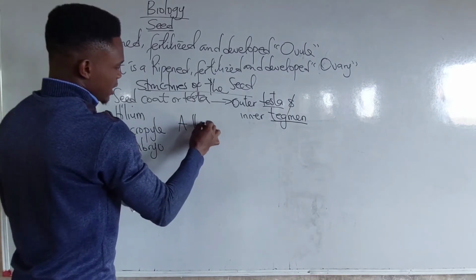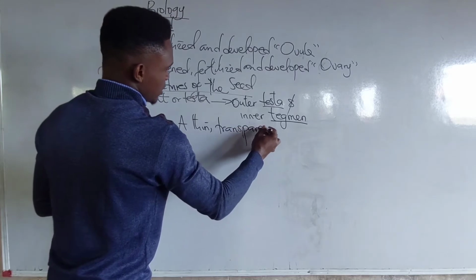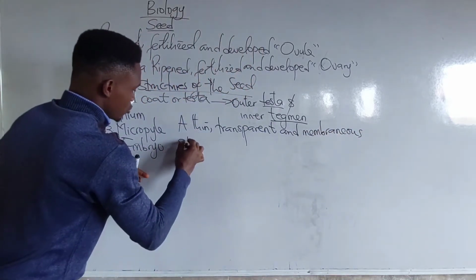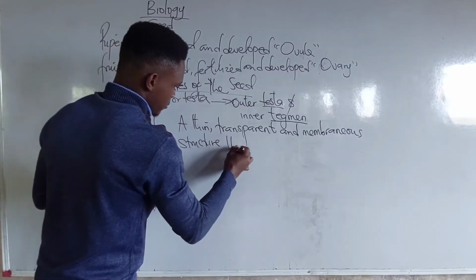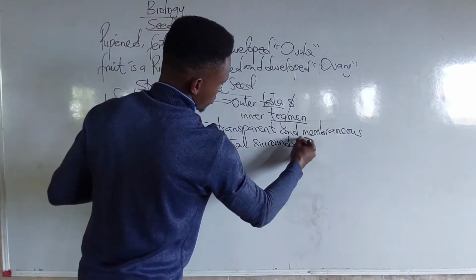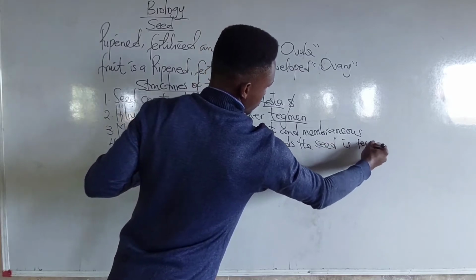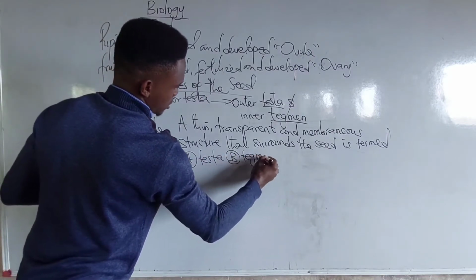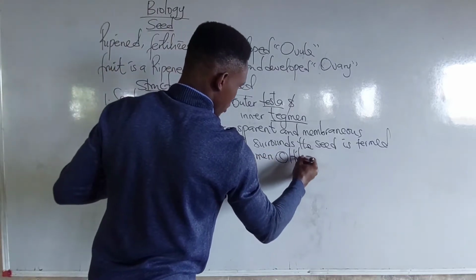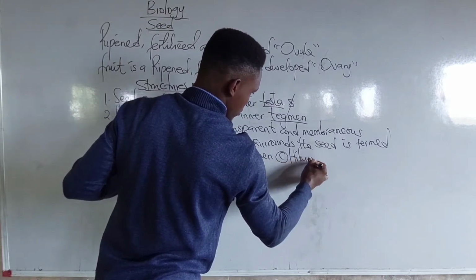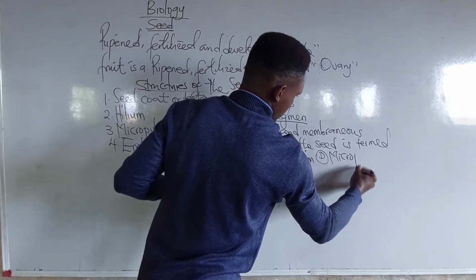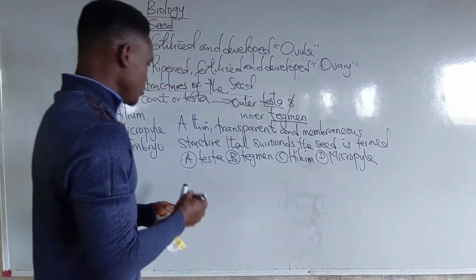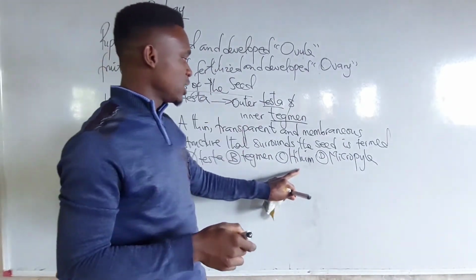A thin, transparent and membranous structure that surrounds the seed is termed: A, tester; B, tegmen; C, hilum; D, micropyle. Okay, now the thin, transparent and membranous structure that surrounds the seed is termed tester. Please, the tegmen I told you is the inner structure. Then we'll come to this now.